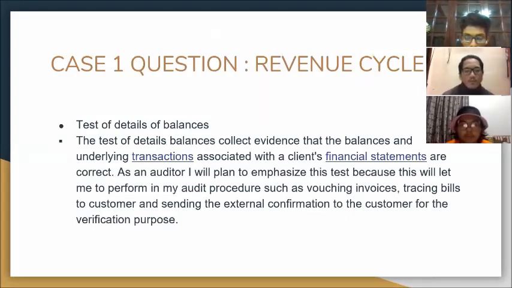Next is test of details of balances. The test of details of balances collects evidence that the balances and underlying transactions associated with the client's financial statements are correct. As an auditor, I plan to emphasize this test because it lets me perform audit procedures such as vouching invoices, tracing bills to customers, and sending external confirmations to customers for verification purposes.